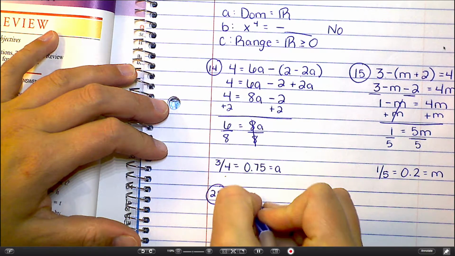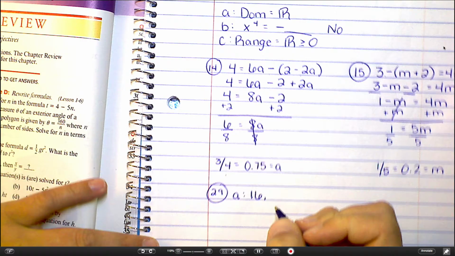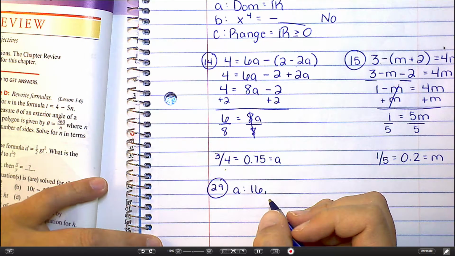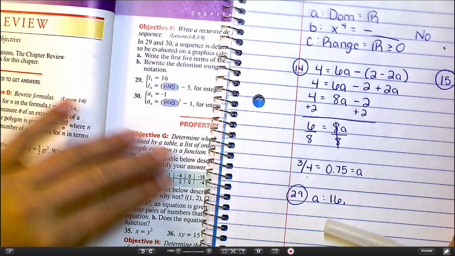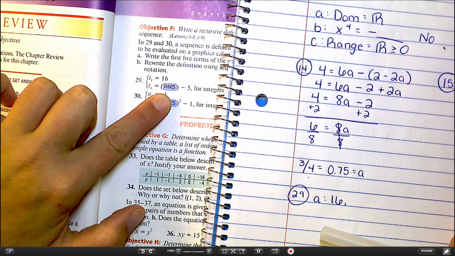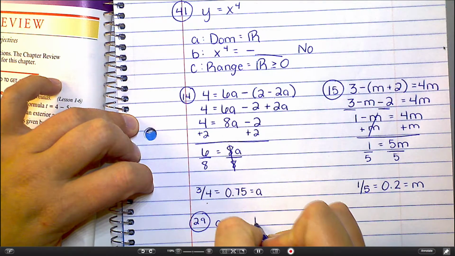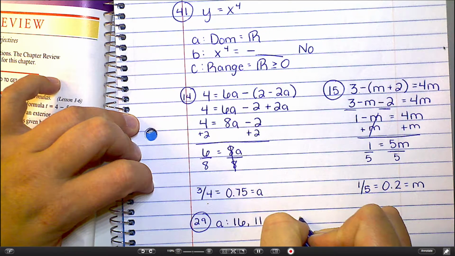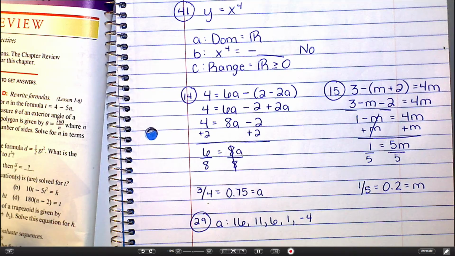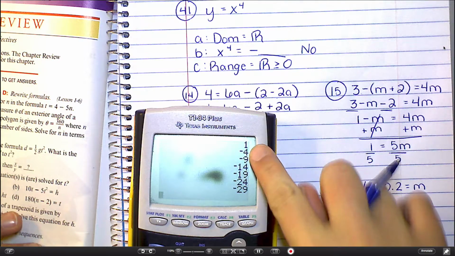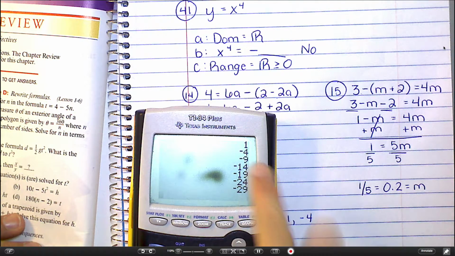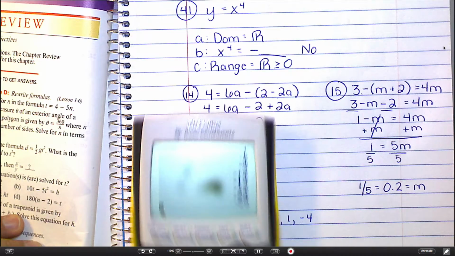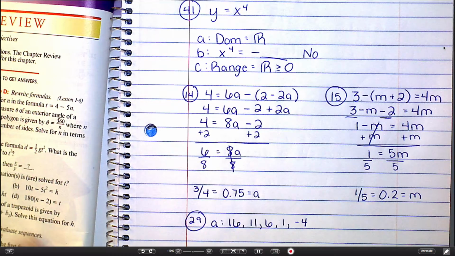First term was 16. What would the next one be? 11, because it's minus 5 every time, right? So 11, and then 6, and then 1, and then negative 4. Okay? And you'll see they were up here higher, but I just kept going. Okay? So there's your sequence.